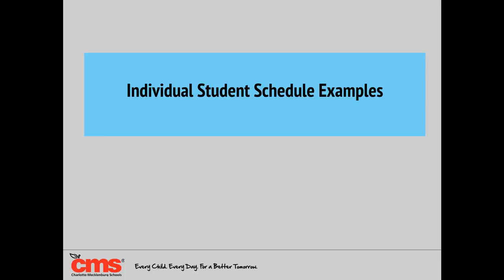And then here we have some student schedules that we pulled off of PowerSchool just to give you an idea of what works. So this is a different actual example of what a student got scheduled. Correct.